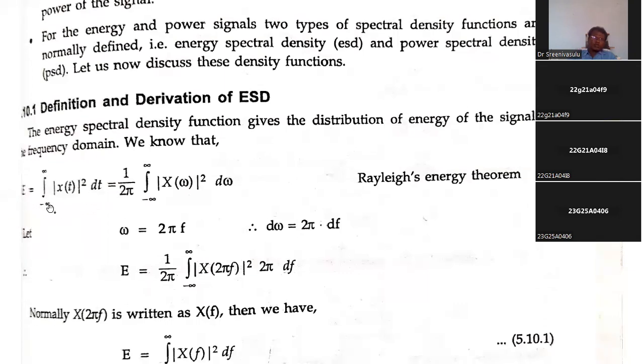E is equal to the integral from minus infinity to plus infinity of magnitude of x of t whole square dt. If you see in the frequency domain, it is nothing but R of tau. In your correlation concept, this energy is nothing but R of tau at tau is equal to 0. So the Fourier transform of this R of tau is the integral from minus infinity to infinity.